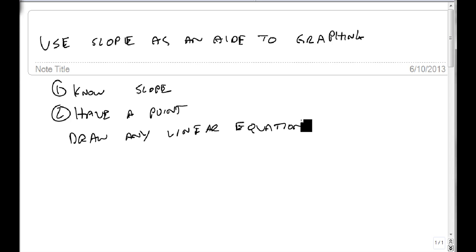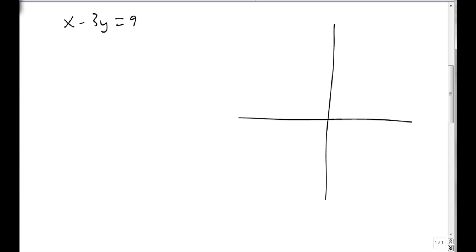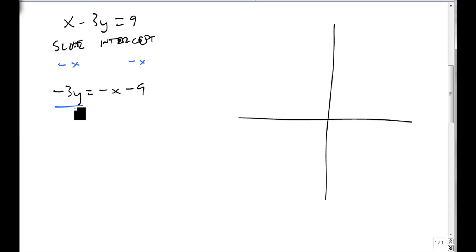So we're going to start with, as a simple example, suppose we have x minus 3y equals 9, and we're going to draw that on our Cartesian plane. So we're going to start by showing that first we want this in slope-intercept form. So we're going to subtract x. So we get minus 3y equals minus x minus 9.